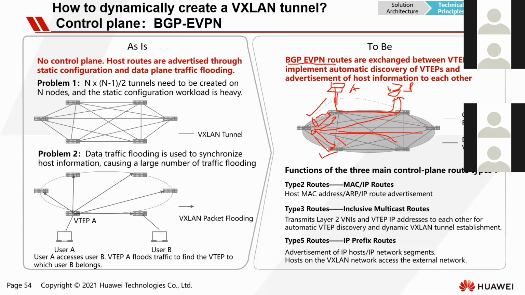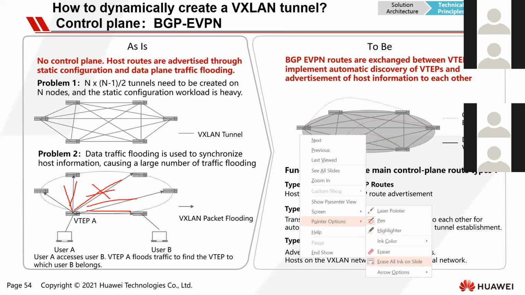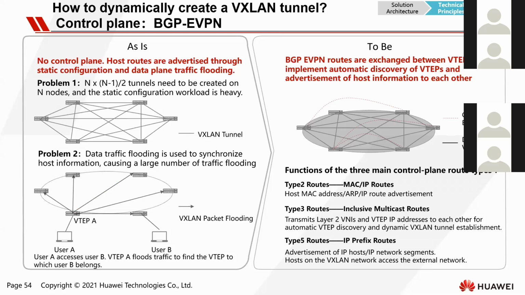So we will no longer need to flood all the traffic throughout the network. What kind of routes do we use to solve this issue? In BGP EVPN we have three routes: the type 2 routes, type 3 routes, and type 5 routes. The type 2 routes, we also call MAC IP routes. Basically, these MAC IP routes are used to advertise the host MAC address, ARP, and IP routes throughout the network.